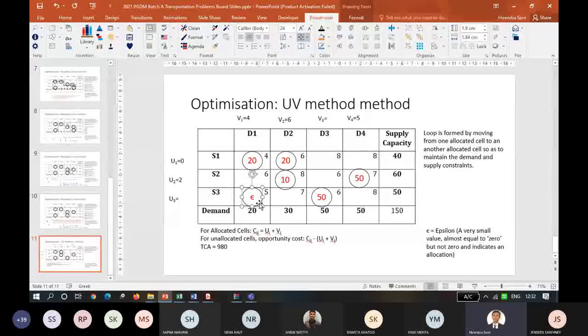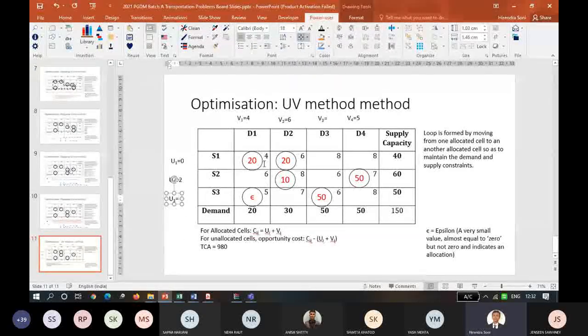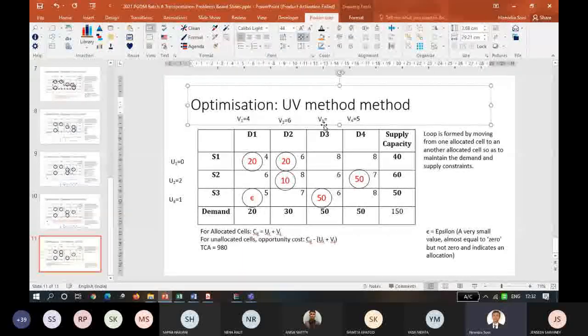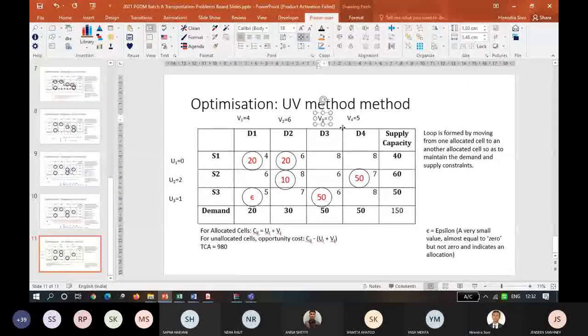At the same time it should help us in identifying the next set of u and v values. So when I'm placing it here, V1 is known, so can I calculate U3? 5 minus 4 would be 1. Now since U3 is 1, 6 minus 1 is 5. Now do I have values for all the u and v? Yes, sir.